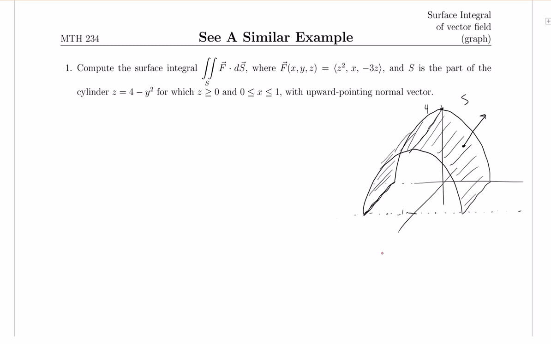Let's just recall that for a graph, dS has components minus fx, minus fy, and 1. Sometimes you use the negative of that, depending on how you want the orientation to go, but in this case we want positive z coordinate for our normal vectors, so we use this one. And then I suppose we put dx dy after it.